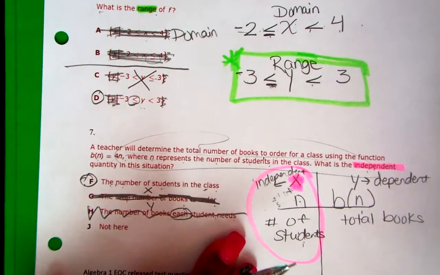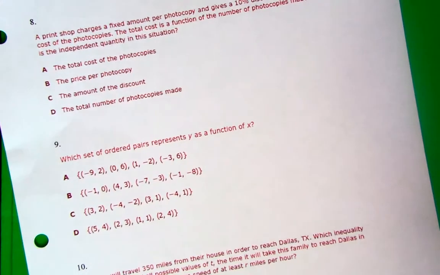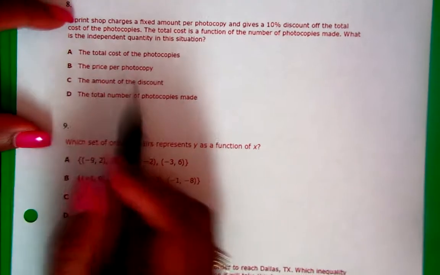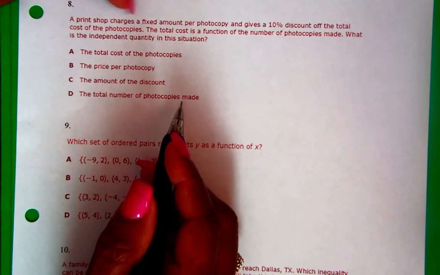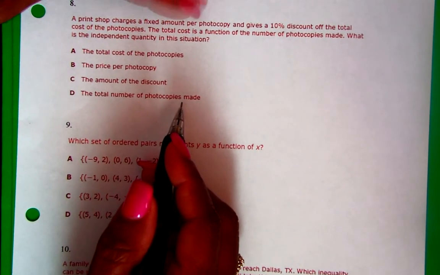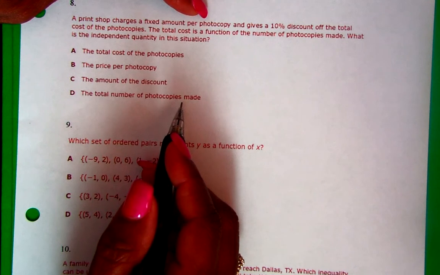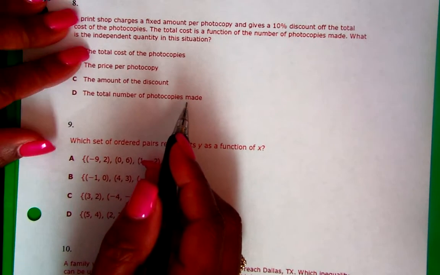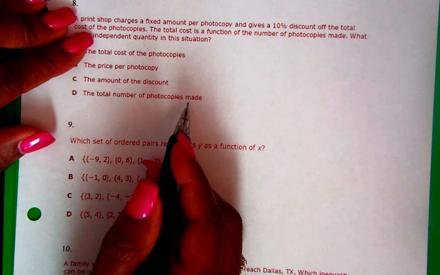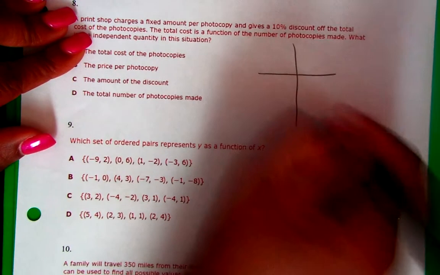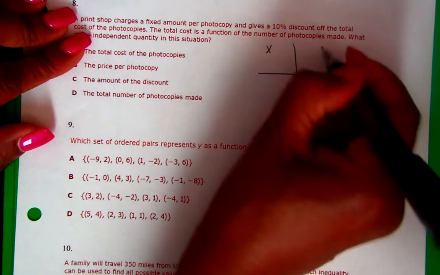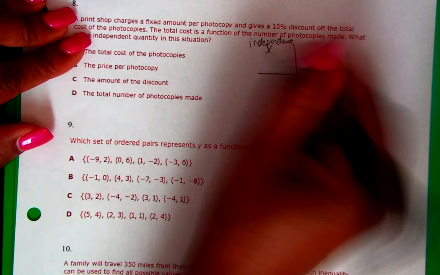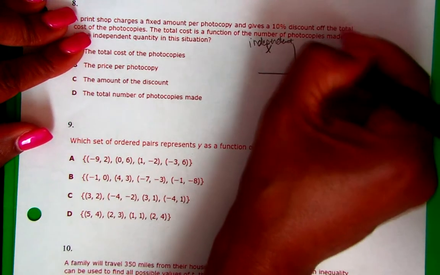Okay, going to the next one. Let's go to number 8. A print shop charges a fixed amount per photocopy and gives a 10% discount off the total cost of the photocopies. I know, right? Let me put my X, my Y. This is my independent, or you can say domain. This is my dependent.